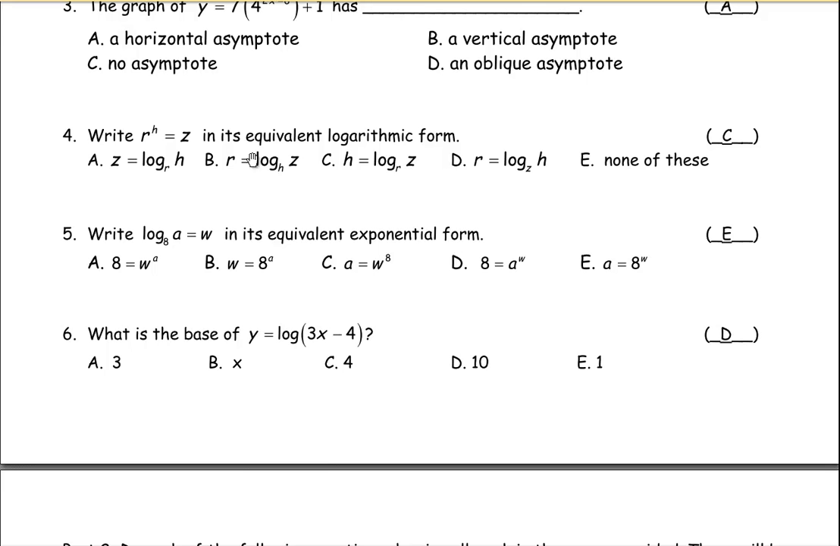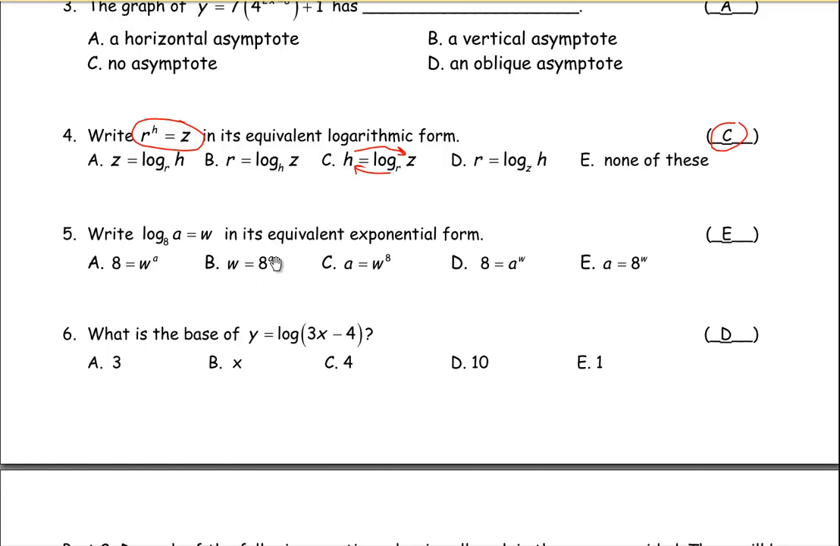When I convert from log form to exponential, which is what we're going to do in 5 in a moment, I often do it like this. I start at the base, and that base r raised to that power is equal to this. I kind of do it with arrows. So it would look like this. So r raised to the power of h is equal to z, which is exactly what that says. So that's why C would be the correct answer for this one.